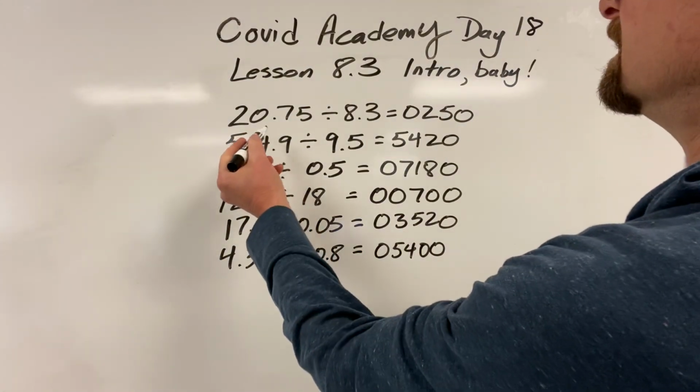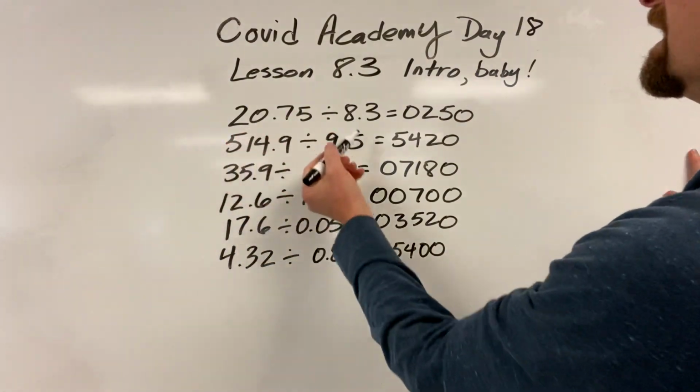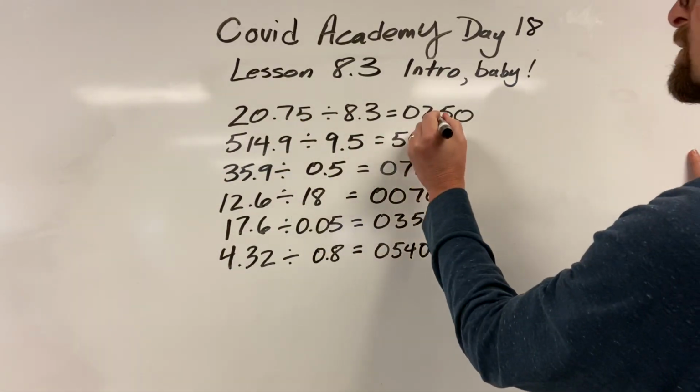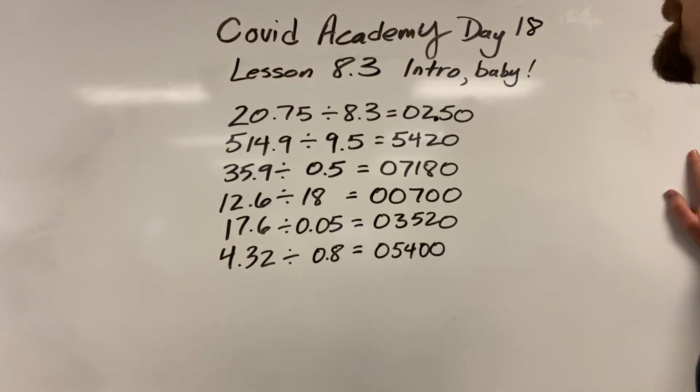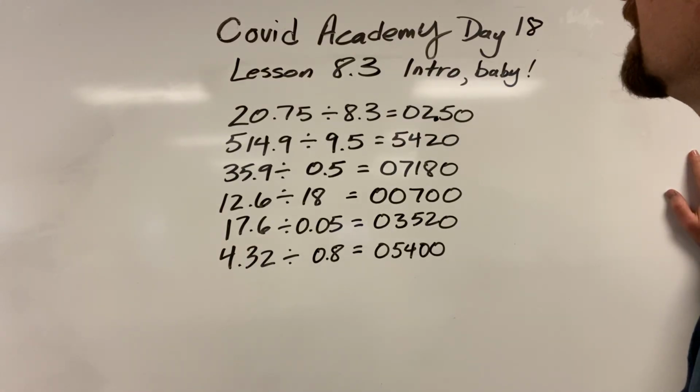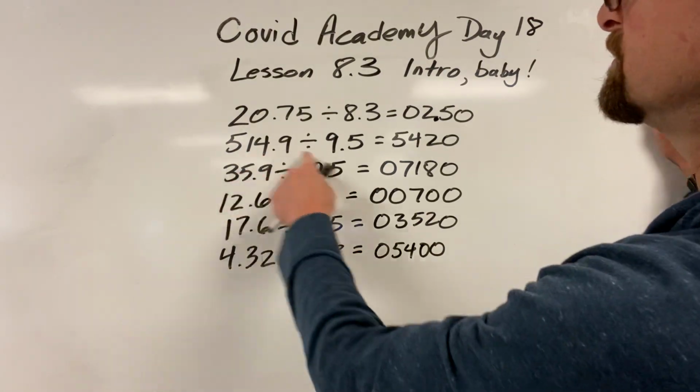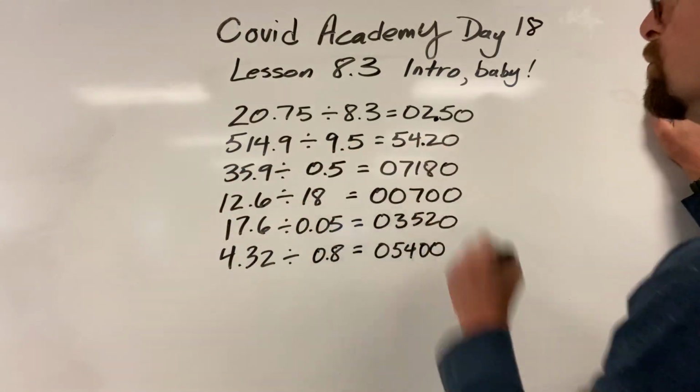All right, first one, 20 divided by 8, I'll make that a 10. 20 divided by 10 is 2, so that looks like there. Is that right? Sure it is. All right, let's do this one. 500 divided by 10 is 50.